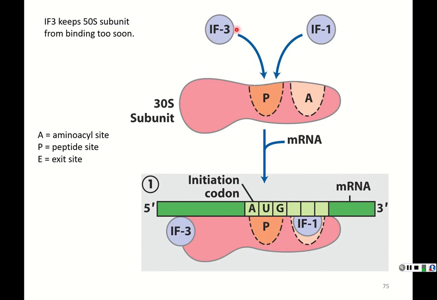What IF3, initiation factor 3, does is keep the 50S subunit from binding prematurely. So that's its role. And the three sites, we've mentioned them before: you have an A, P, and an E site. We'll see this in more detail when we talk about elongation, but A stands for aminoacyl, P is peptide, and E is exit.